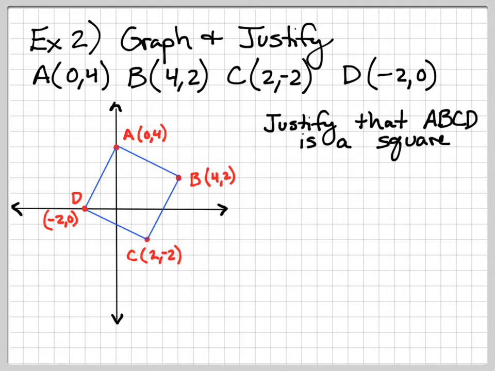Okay, our job now is to justify that quadrilateral ABCD is a square, and we're going to do that in 2 ways. Number 1, we have to determine, so go ahead and put a 1 here, that we have 4 right angles. So I'm going to come over here to my diagram, and I'm going to start figuring out rise over run. So let's start off by finding the slope of segment AD.